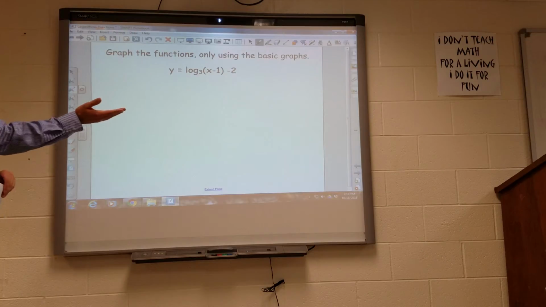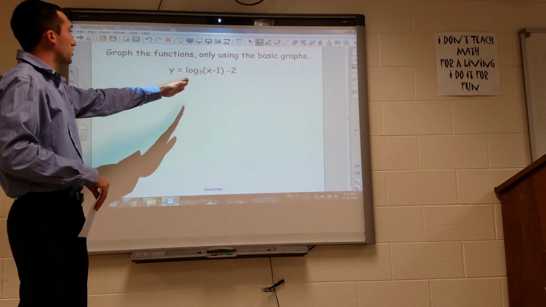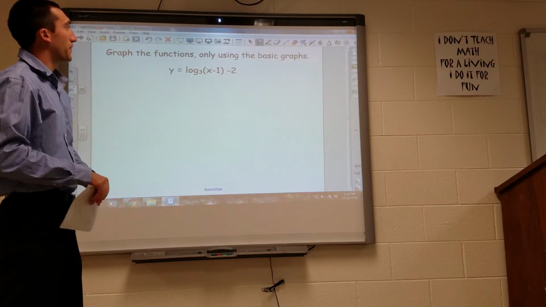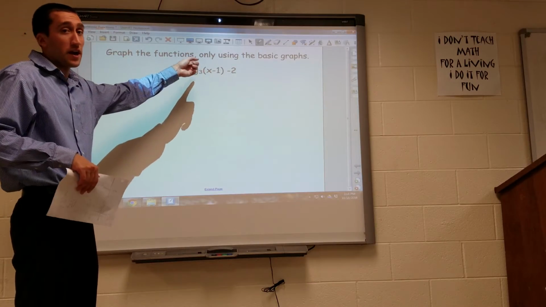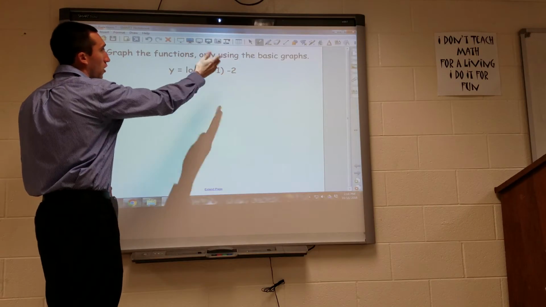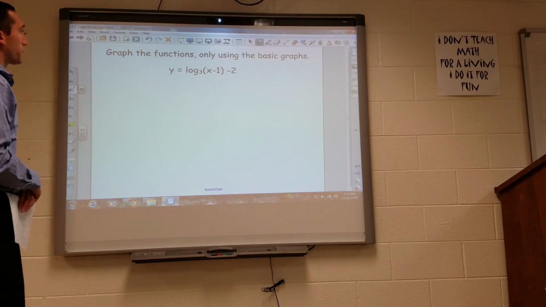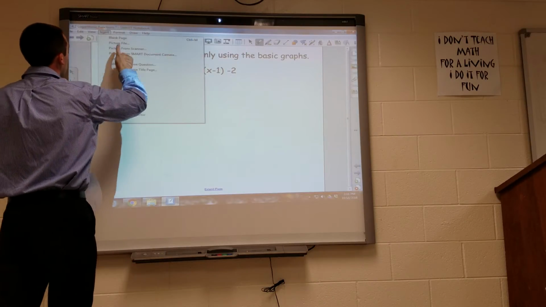So, graph the functions using only the basic graphs. They want us to graph this function, and they don't want us to use our calculator. Our calculator can't graph log base 3 anyway. But if we had a log base 10, all they want us to do is graph the function using the basic graph. So let me insert.